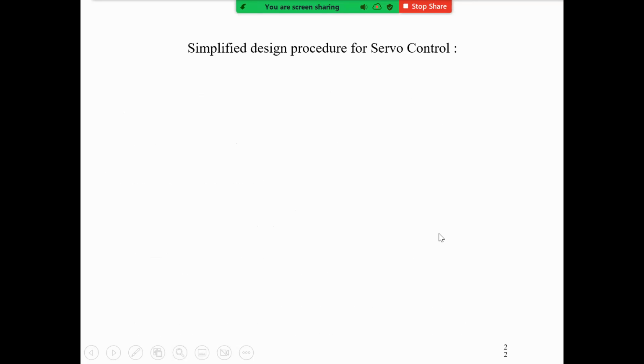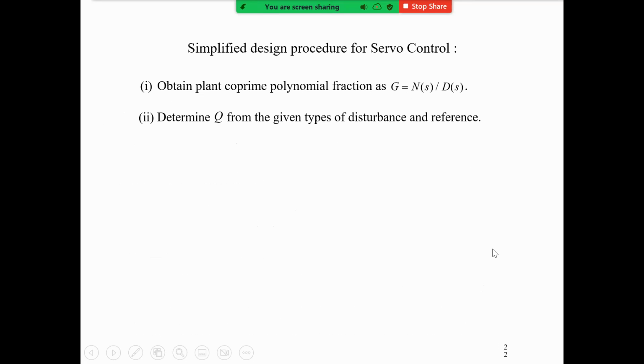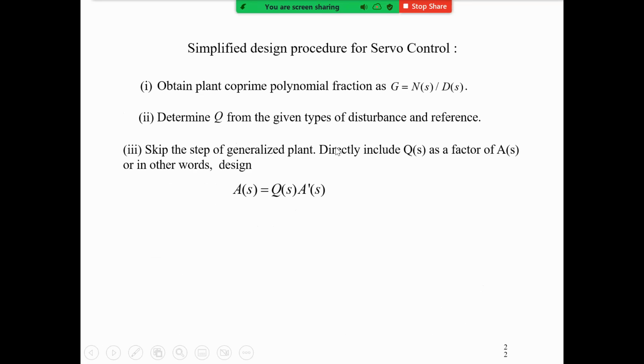So to simplify the design, we have another way. Let's say we have the transfer function. We also have to get the Q. Then we don't get the generalized plant. No need to form the generalized plant. You just say, okay, I have to force this Q as a part of A. So put this Q as a part of A. Sometimes you may have to design another polynomial for A. It depends upon the complexity of your problem.